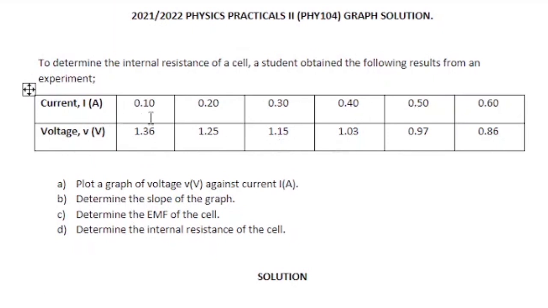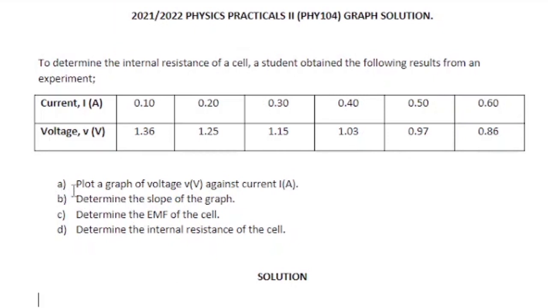So when the current was 0.1, the voltage was 1.36. When the current was 0.20 amperes, the voltage was 1.25 volts, and so on and so forth. Now the A part says plot a graph of voltage against current. B says determine the slope of the graph. C says determine the EMF, which is electromotive force of the cell. D says determine the internal resistance of the cell. Alright, so let's get this done.